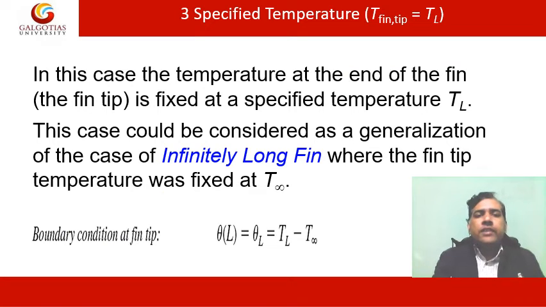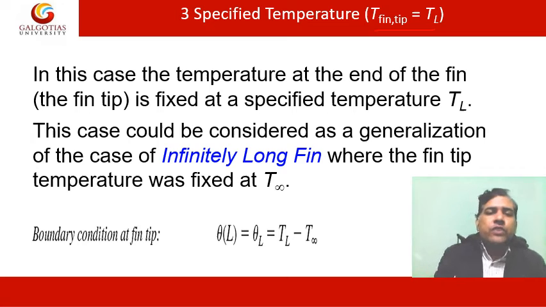Another case can be a specified temperature, where the temperature of the fin tip is known. It is different from the ambient temperature, so there will always exist some temperature difference between the fin tip and the atmospheric temperature. In this case the temperature at the end of the fin, the fin tip, is fixed at a specified temperature T_L. This case could be considered as a generalization of the infinitely long fin, where the fin tip temperature was fixed at T infinity.